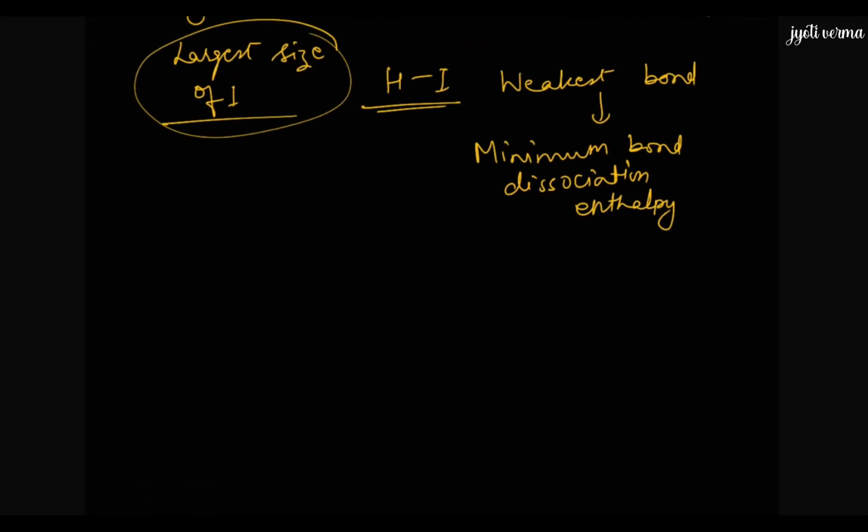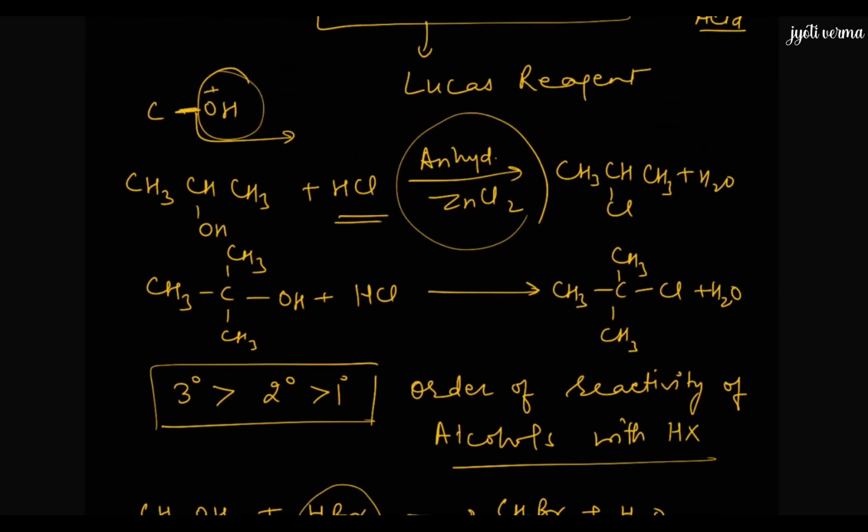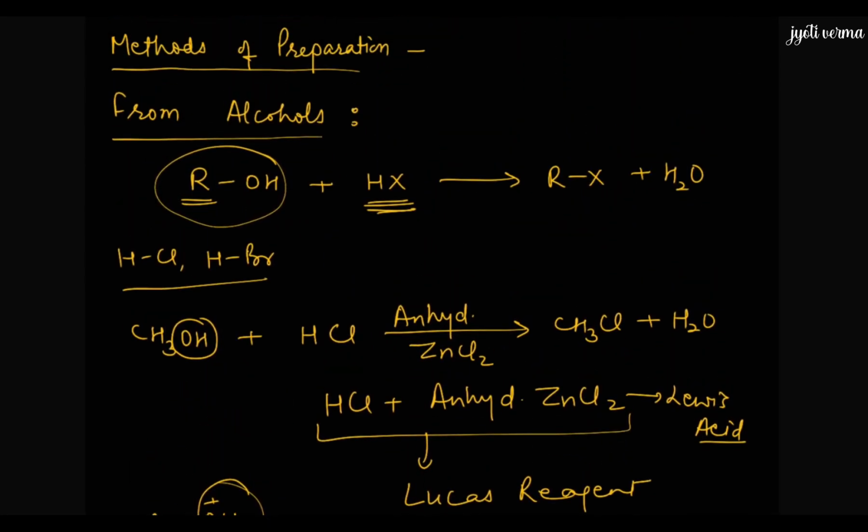Now moving to the next, that is how can we prepare alkyl halides on reaction with the phosphorus halides. The next method. So this was like from alcohol. In this, the first method was on reaction with hydrohalic acid. This is one.